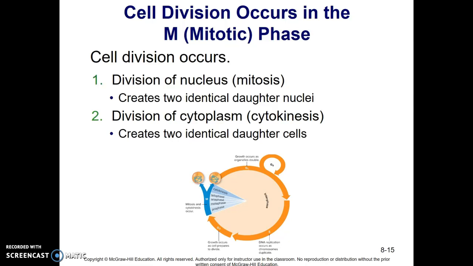And then the second part of the M phase is cytokinesis, which is the division of everything else. So the cytoplasm and all the organelles, and at the end, you get two identical daughter cells. So you might remember the words prophase, metaphase, anaphase, telophase. We are going to quickly go through them.